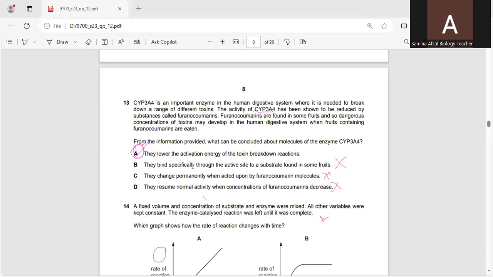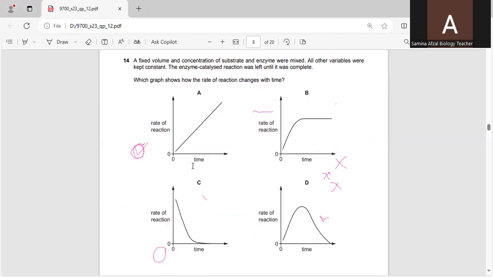Question number 14. And what is question number 14? A fixed volume and concentration of substrate and enzyme were mixed. All other variables were kept constant. The enzyme catalase reaction was left until it was complete. Which graph shows how the rate of reaction changes with time?